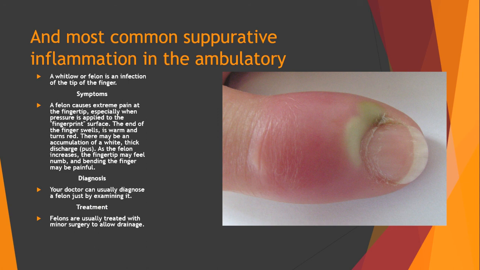And the most common suppurative infection in the ambulatory, at the end: a felon is an infection of the tip of the finger. Symptoms. A felon causes extreme pain at the fingertip, especially when pressure is applied to the fingerprint surface. The end of the finger swells, is warm and turns red. There may be an accumulation of a white, thick discharge, pus. As the felon increases, the fingertip may feel numb, and bending the finger may be painful. Sometimes you can hear that the patient tries to sleep and he cannot sleep all night.